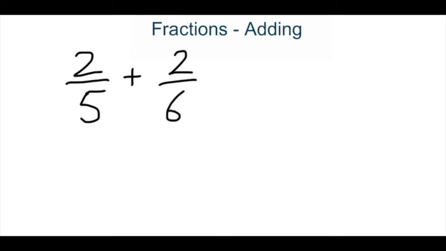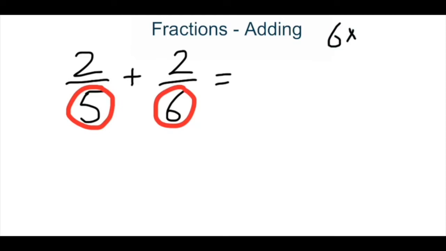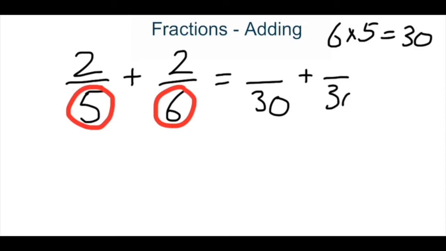Okay, for our second adding example, we are going to add 2/5 plus 2/6. And this one will have an extra step in it where we have to simplify. So once again, we want our denominators to become the same. So we use our little trick of timesing them together. 6 times 5, or 5 times 6, is 30. So we want both of our next fractions to be over 30.